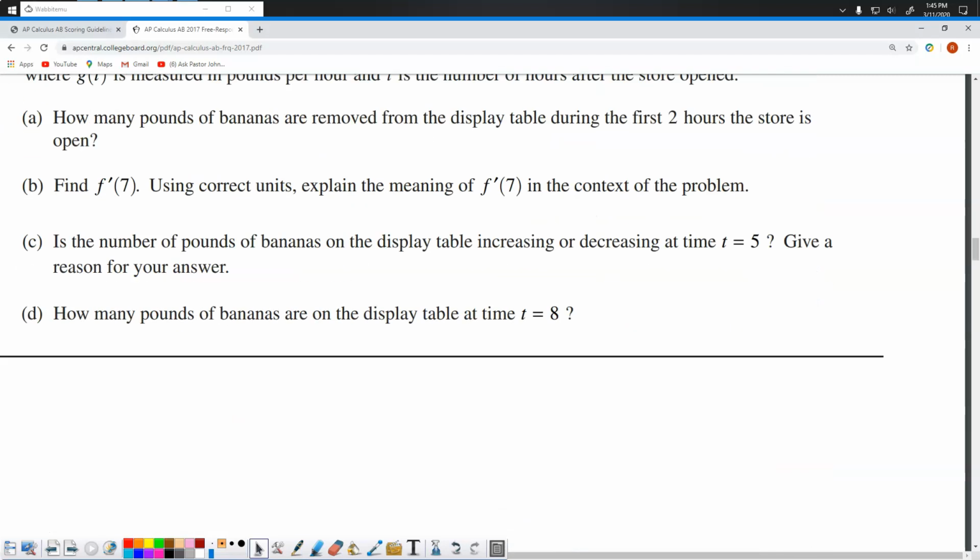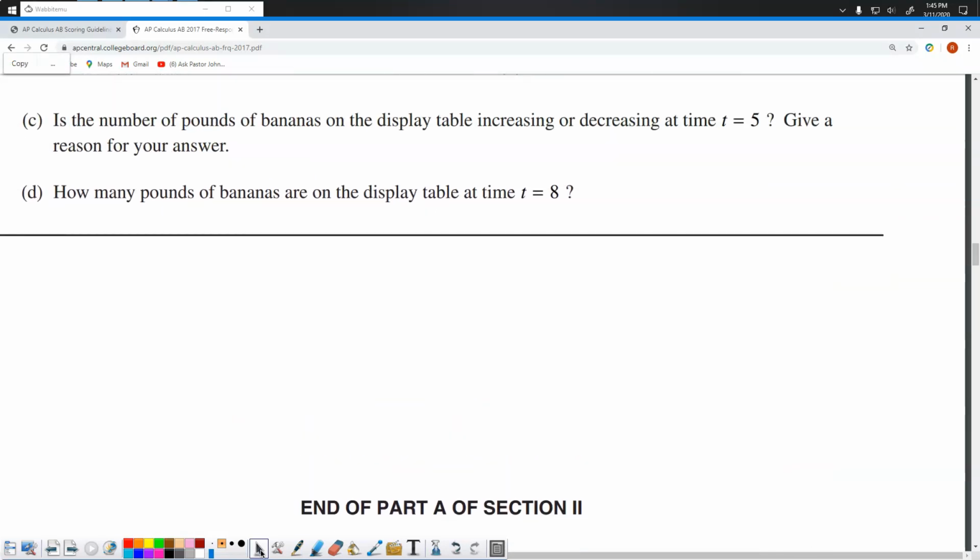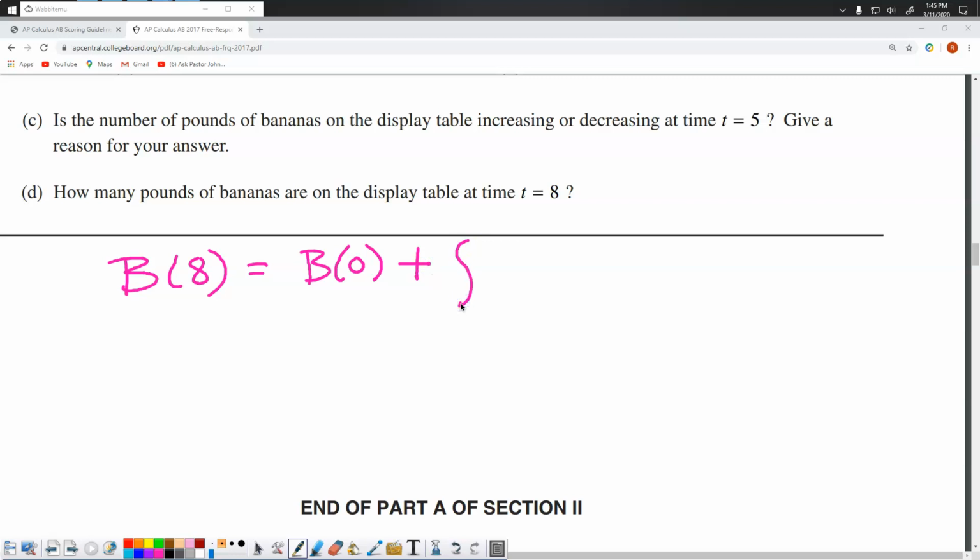Okay, so let's go ahead and slow down here a little bit. They're asking how many pounds of bananas are on the display table at time t equals 8. So we would say that the number of pounds of bananas, represented by b of 8, is equal to the starting amount plus the number of bananas that have been removed on the interval from 0 to 3. Because remember, from 0 to 3, they're only being removed. There's no g function in this integral because the g function doesn't start until after the 3rd hour.